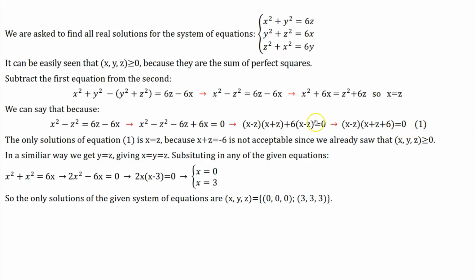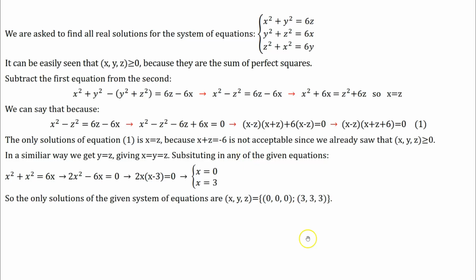So this equation over here has two solutions: when x is equal to z and when x plus z is equal to minus 6. But this solution is not acceptable because we have already seen that x, y, and z are positive real numbers, so their sum cannot be a negative number. That's why we say that from this equation we get that x is equal to z, because if x, y, and z were just simply integers, there would be this other solution over here.